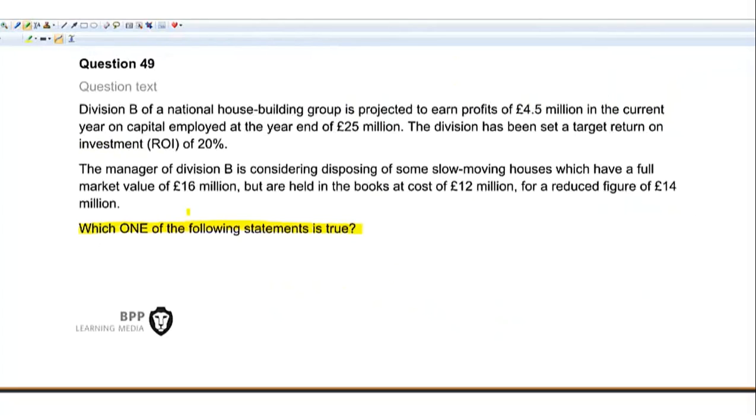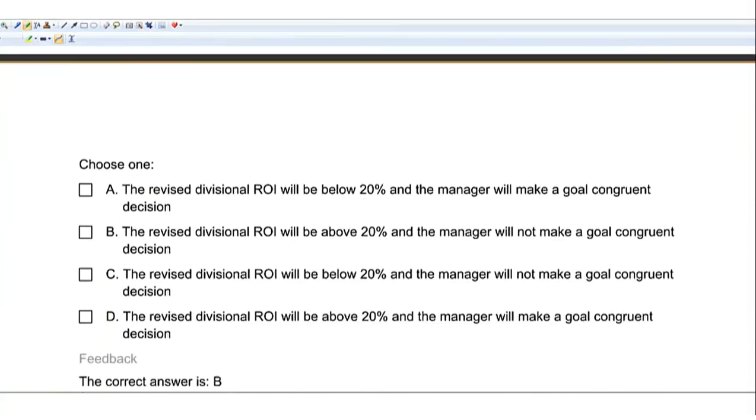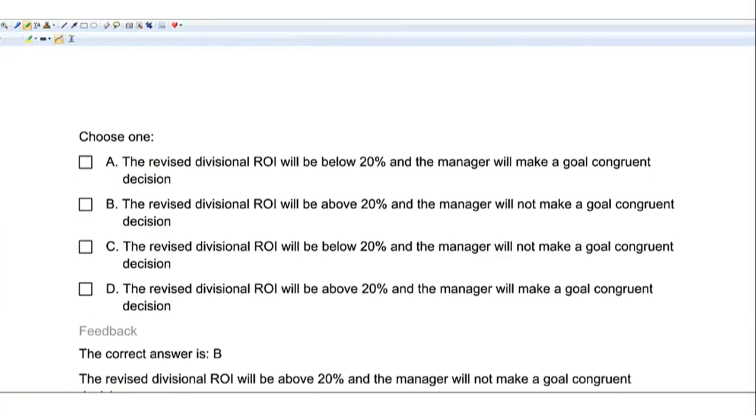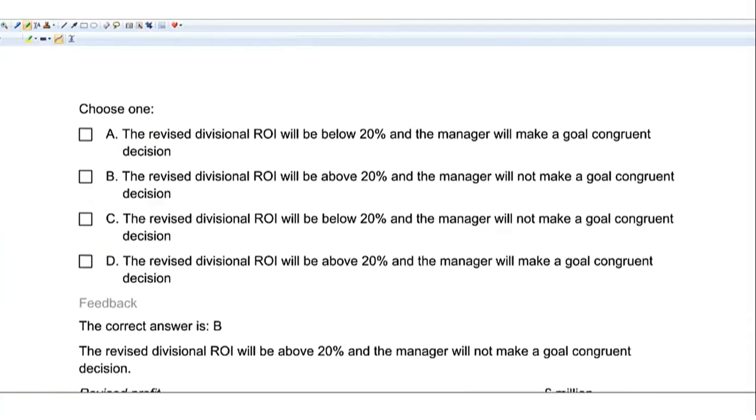Question 49 is from the performance measurement area of the syllabus, and it tests your understanding of return on investment and residual income. It's a question that asks us which of the following statements is true. So it is a good idea to cast your eye over the statements firstly, so that you know what you're looking for as you start to read through the question.